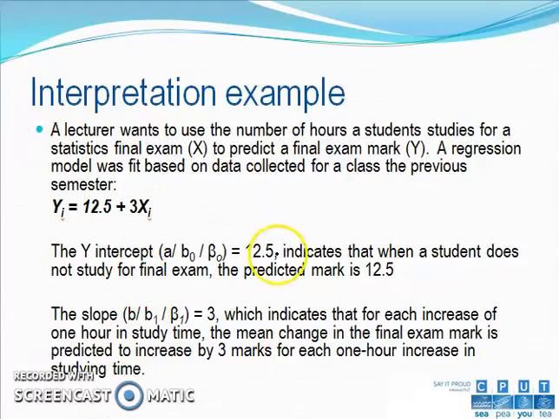So looking at this example here, a lecturer wants to use the number of hours that a student studies for an exam to predict the final mark. In this example, the hours is the independent variable and the final mark is the dependent variable. If you watched the previous two screencasts, you'd know that if you have a set of data, you'd be able to come up with this, and that is our model, our regression equation or our line equation. And what this means is our gradient is +3.